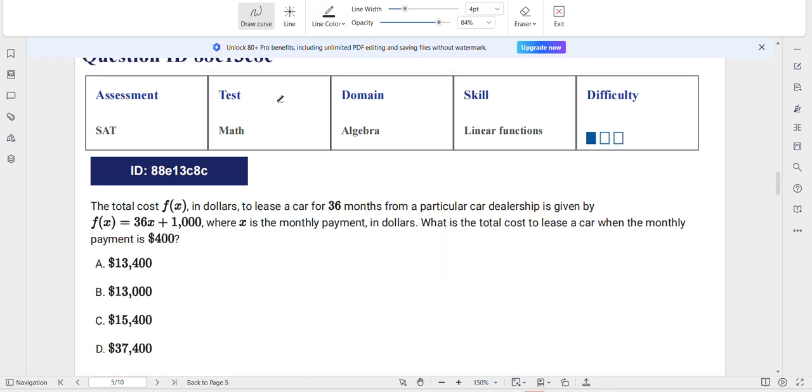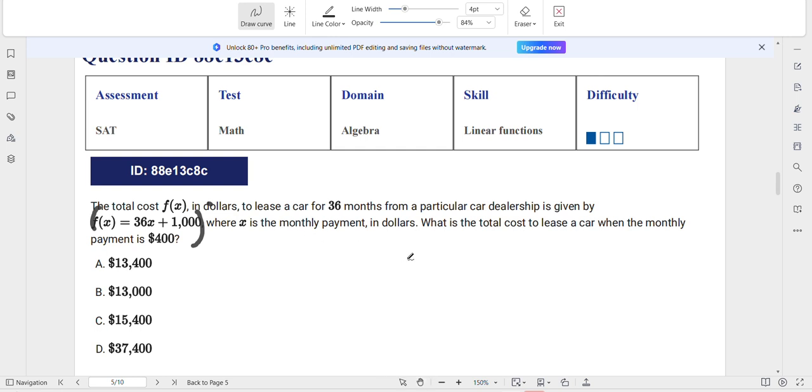And this is another question. This is a very basic question, commonly asked in Module 1 of the SAT. It is a very important and very easy question that tests the concept of understanding the question, especially the word problem. In this question, we have the total cost f(x) in dollars to lease a car for 36 months from a particular car dealership, given by the equation, where x is the monthly payment.